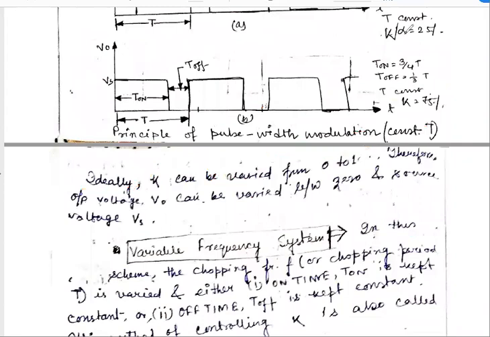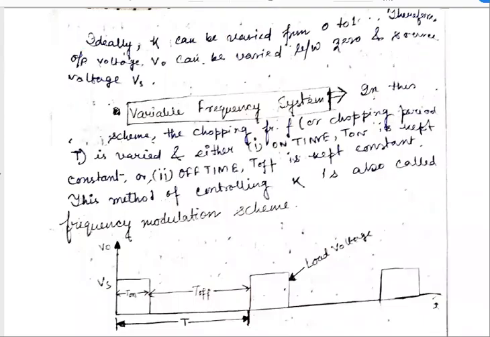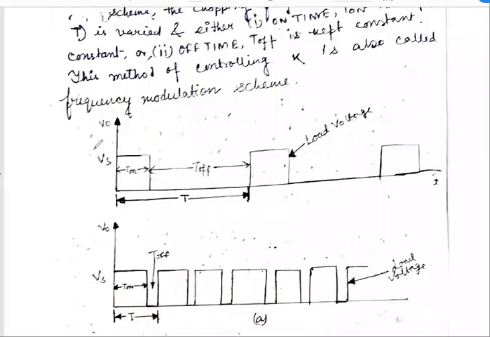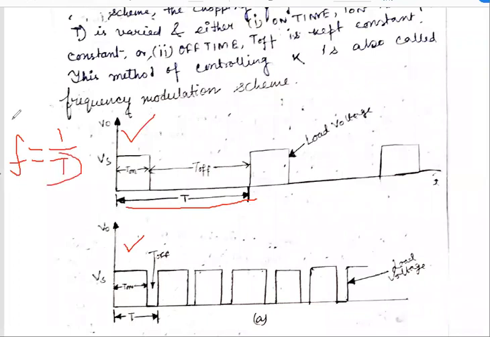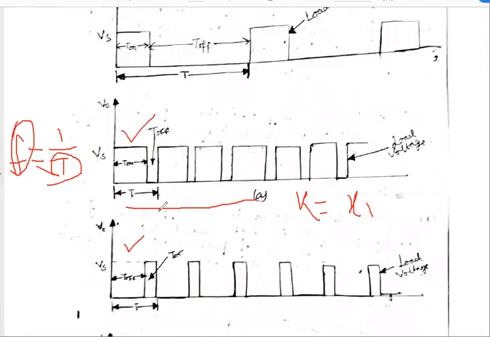And next is variable frequency control system. Means here we take the T-on in both cases the same, but we vary the time period. As we know that F is nothing but 1 by T, so as we vary T, the frequency is also varied, but T-on is kept constant. So from here the value of K is this.